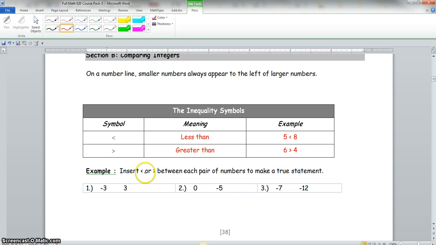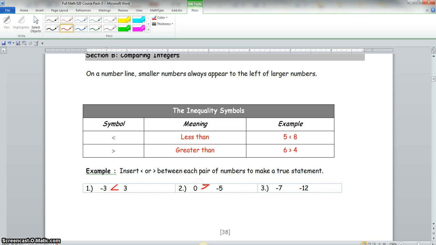It says insert less than or greater than between each pair of numbers to make a true statement. Now we had -3 and 3. Now we know all positive numbers are always greater than negative numbers, so we know -3 is less than 3. Now we come here to number 2. We have 0 and -5. Remember, 0 and any positive number is always greater than a negative number. So 0 is greater than -5.